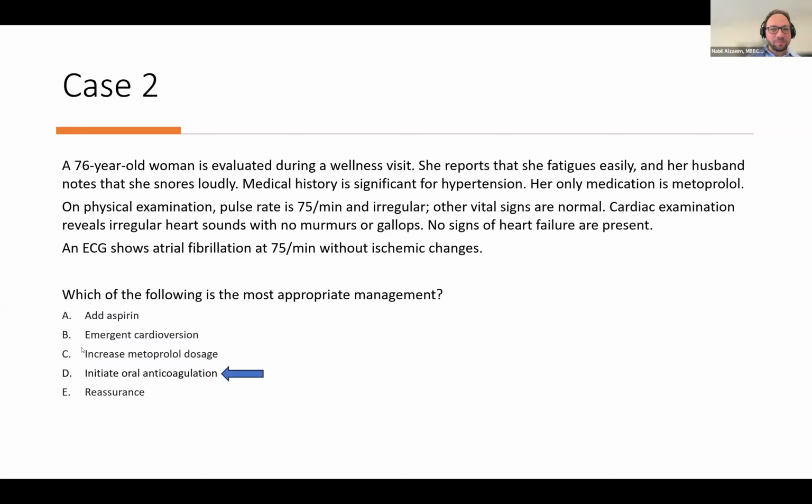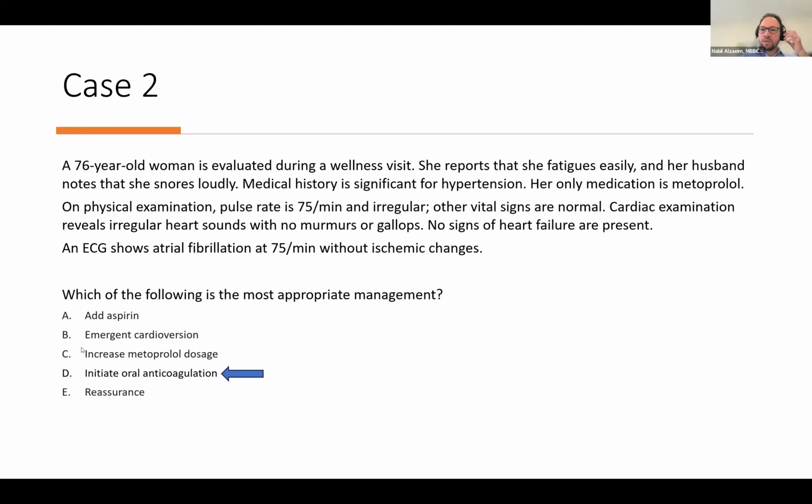Okay, good. So the answer is D. As you mentioned, in stable patients with AFib, the primary goals of therapy are to prevent stroke and control the heart rate. In her case, the heart rate is already controlled. We need to start oral anticoagulation, and also minimize the symptoms. If she has symptoms, most likely this fatigue can sometimes happen with AFib. Modifying underlying risk factors is very important in her case. We need to make sure her blood pressure is good, and check other risk factors such as diabetes, obesity, and so on.